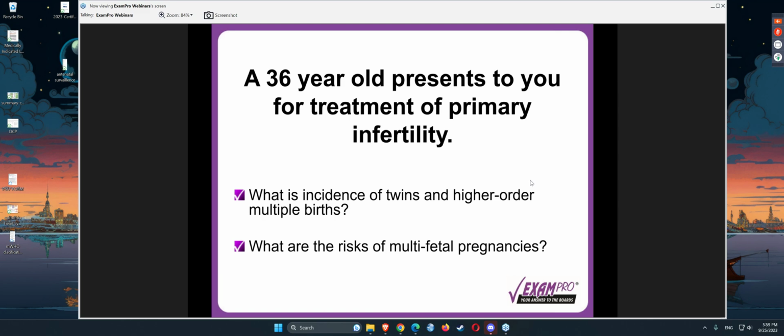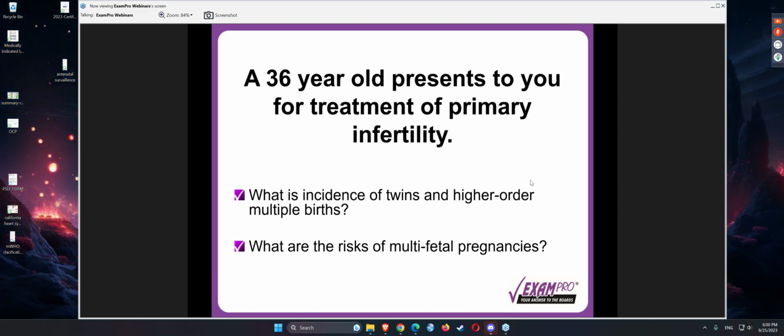So I want to ask you this. Do you think this is a hard question if they ask you specifically for the incidence of twins or higher order multiples? Yes, because I don't know that. I think it's a hard question too. I think most of us are not going to be able to give a number, okay? They're going to ask us some questions like this in the exam because they want to stress us out.